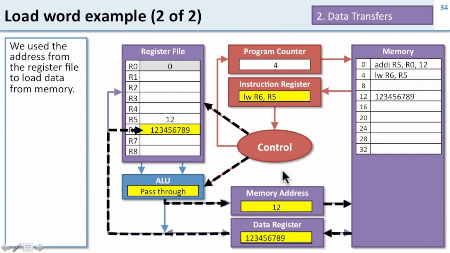The important thing to note here is that we used the address from the register file. So we had to have this address 12 in the register file so that we could know where we wanted to access in the data.